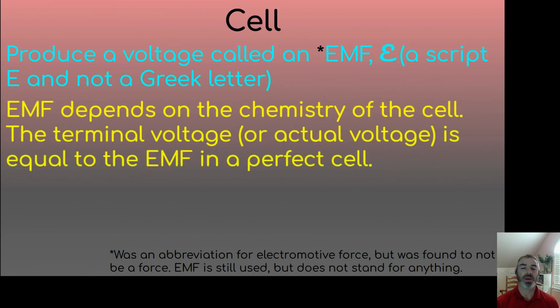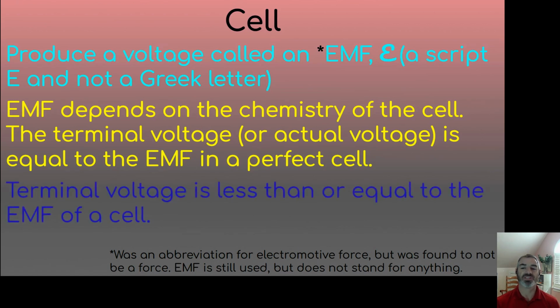So the EMF depends on the chemistry of the cell. The terminal voltage, or the actual voltage read across the battery, is equal to the EMF in a perfect cell. Now, most batteries you buy in the store are 1.5 volts, so as that battery starts to die, the terminal voltage is not reading 1.5 volts because it's starting to die. The chemical reaction is being exhausted at that point.